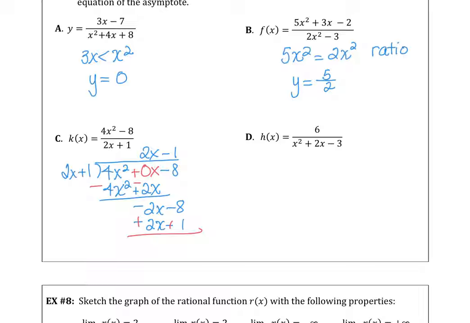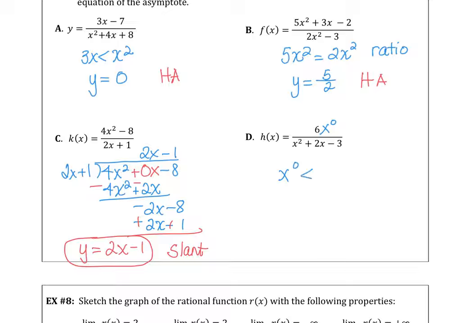Y equals 2x minus 1. This is our slant asymptote. So we have a slant on this one, where this had a horizontal and this had a horizontal. And part D, we've got 6x to the 0 power here. So x to the 0 is smaller than x squared. That means the x-axis is our horizontal asymptote.